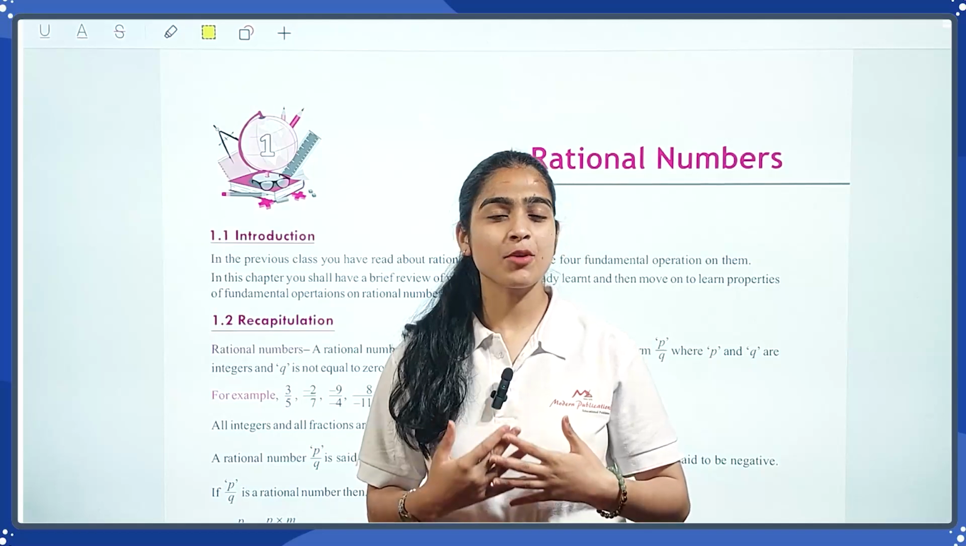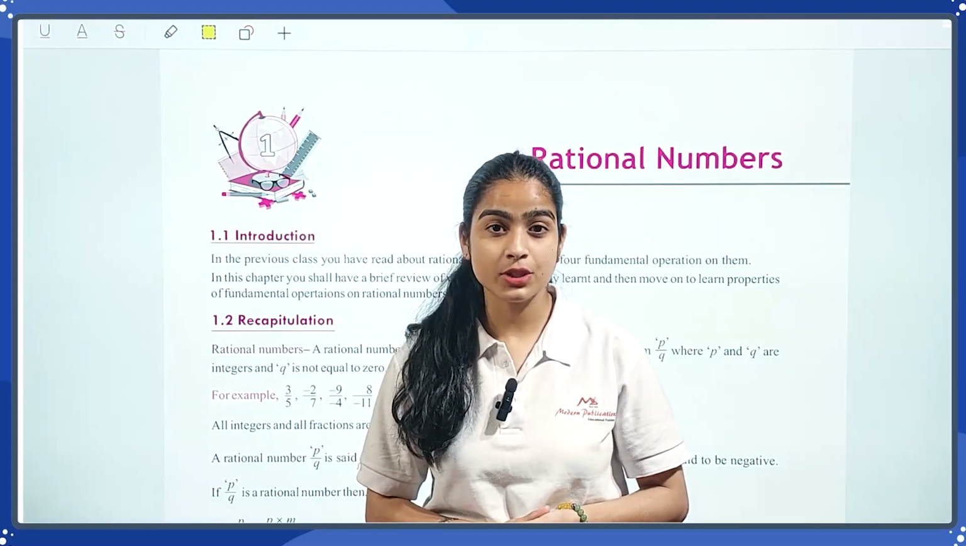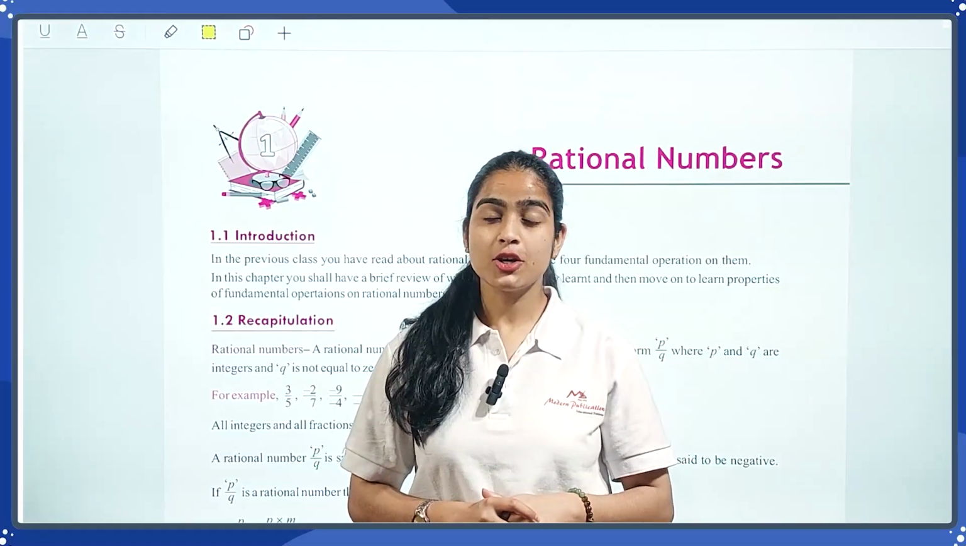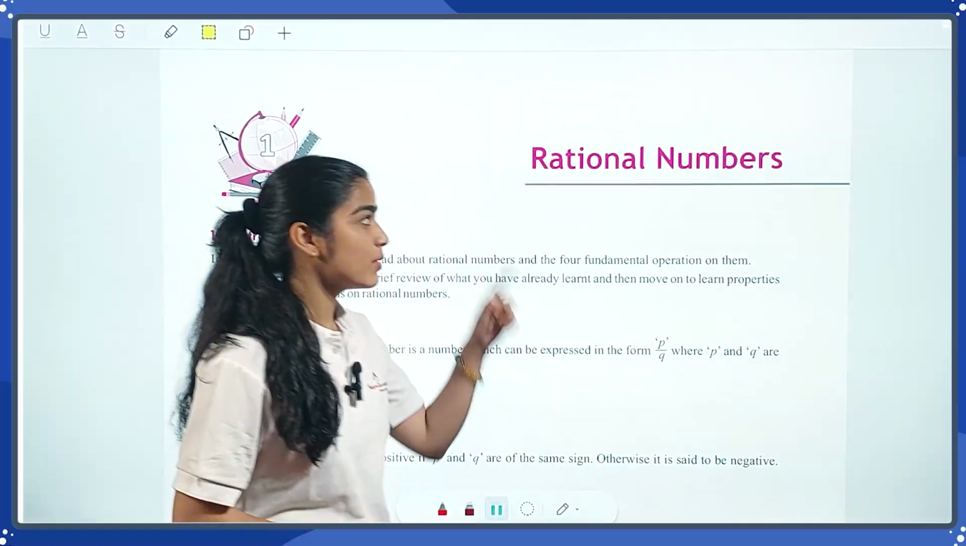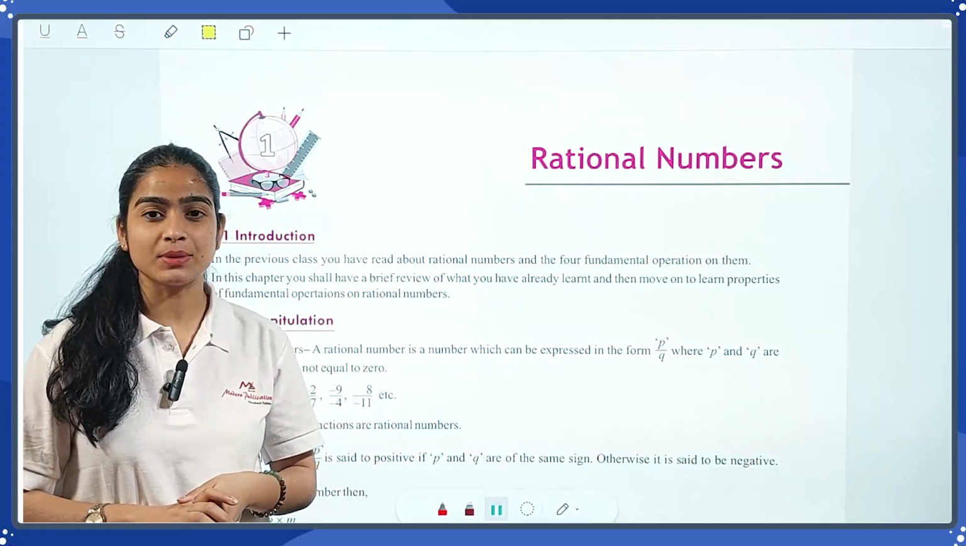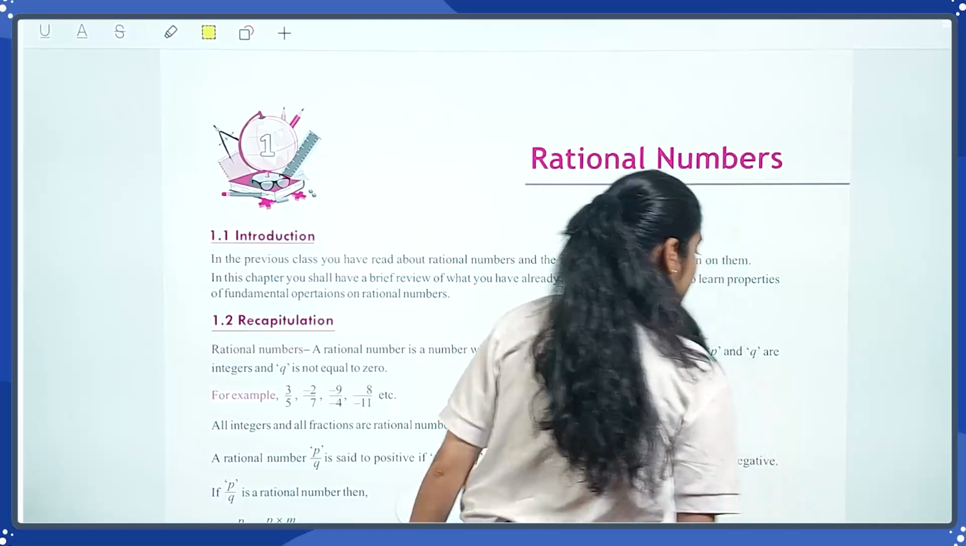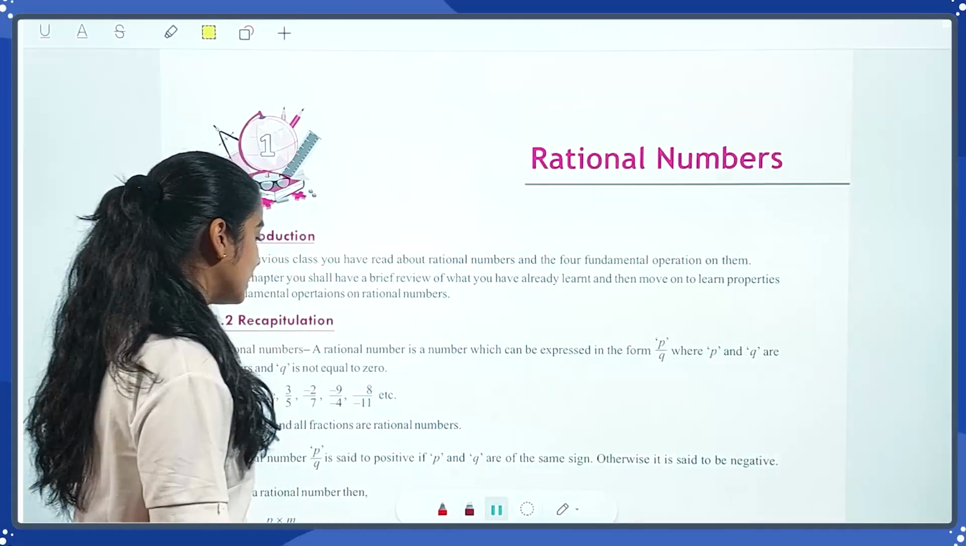So, students, I'm your mathematics educator, and from today onwards, you are going to learn all the concepts of your maths with me. So, today we have chapter number 1, which is rational numbers. In rational numbers, first we have to understand what is meant by a rational number.